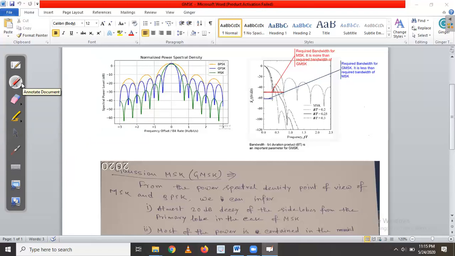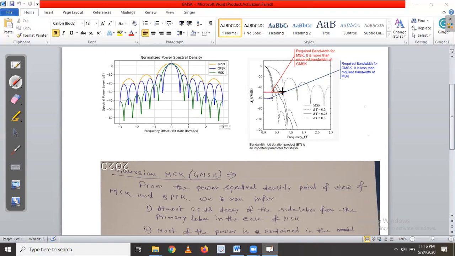without affecting the power efficiency. That means, this green color line is the required bandwidth of GMSK. Follow this blue color line. This is the required bandwidth for GMSK, and it is less than the required bandwidth of MSK, because the required bandwidth of MSK is denoted by this red color line, which is more than the required bandwidth of GMSK.